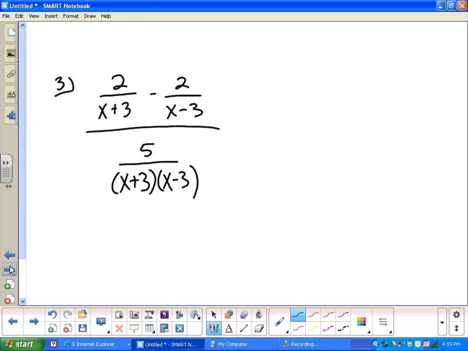Now before we start multiplying, let's do this. We never subtract rational expressions. We only add the opposite. Now we're going to go through and we're going to multiply each of these 3 terms by that common denominator, which was x plus 3 times x minus 3.